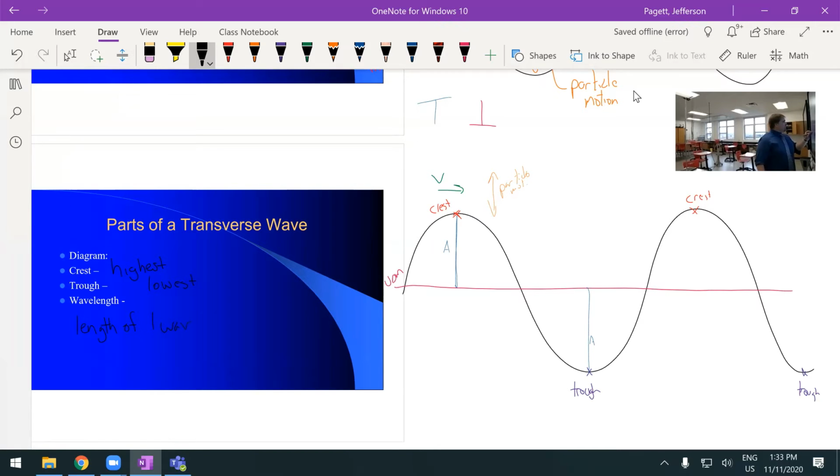Now, just like when we talked yesterday about simple harmonic motion, one vibration, one oscillation is an up and a down. The same thing happens here. A wavelength is both a crest and a trough. And so my wavelength, which I'll put in blue, is both a crest and a trough. So a whole crest and a whole trough, this is a wavelength.